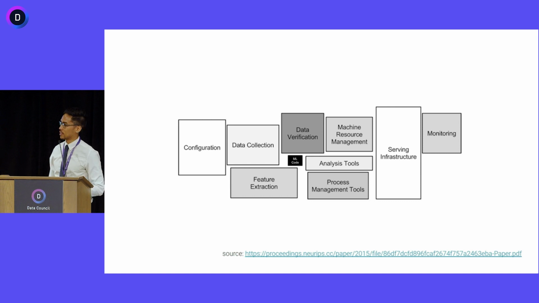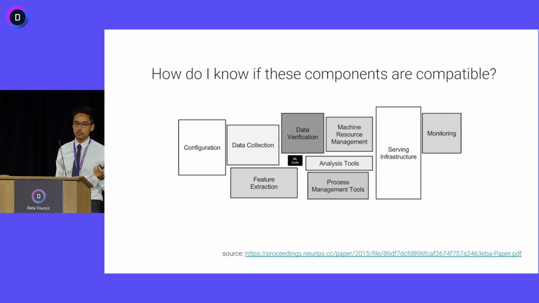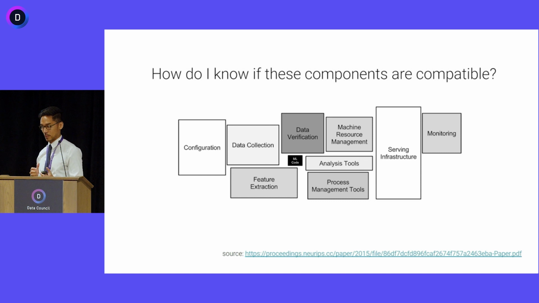So you have data collection, data verification, monitoring, all these pieces. Now, how do I know if these components are compatible? You might write Python code or whatever language you're using. You might write all these pieces in modules, and you'll connect them after the fact into your own pipelines. But how do I actually know whether they fit together nicely?